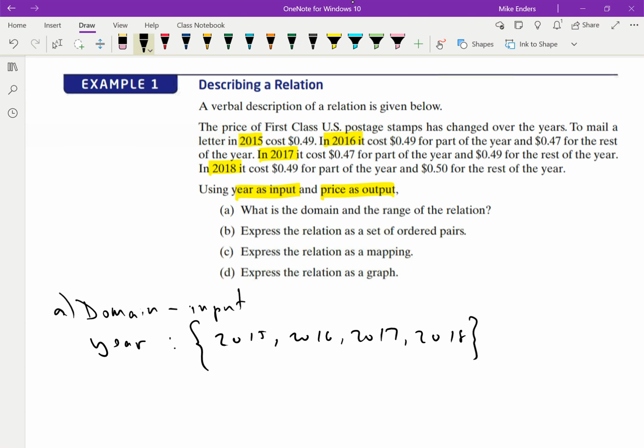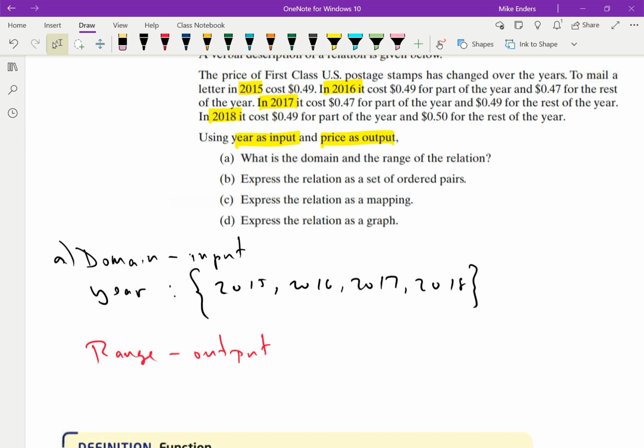Notice I also wrote those in these curly brackets here. Typically when we're dealing with sets of numbers or lists of numbers, we write those in curly braces. So that is my domain, all the things I have for my inputs. My range is what we have for our outputs. And our outputs in this case, we were told, are going to be our prices.